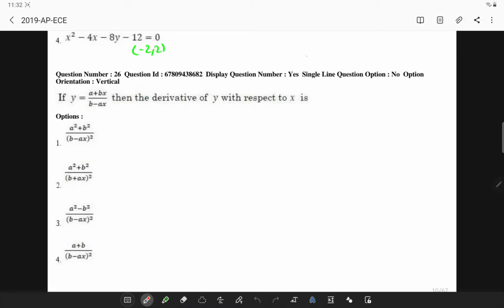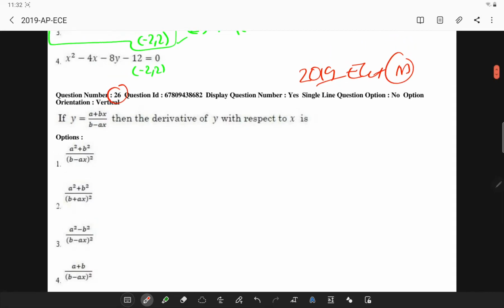So hi friends, let's solve 2019 ESET maths questions. So this is the 26th question. Here we are supposed to calculate the derivative of this particular function y is equal to. So here you have to remember the formula of u by v.